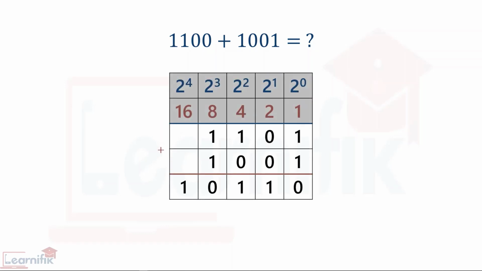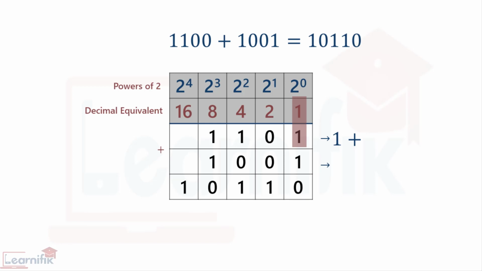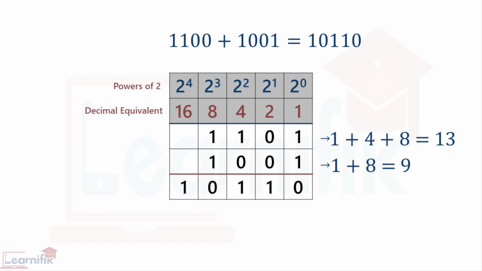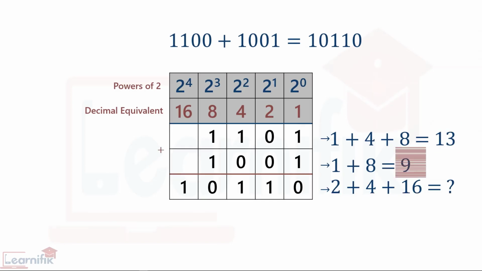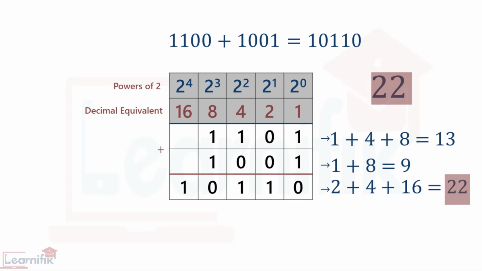Now let's check if our final answer is correct. Each column represents a place value in the binary place value chart as shown on the screen. 1 has a decimal equivalent of 1. 1 has a decimal equivalent of 4. 1 has a decimal equivalent of 8. 1, 1, 0, 1 has a decimal equivalent of 13, which is 1 plus 4 plus 8. 1, 0, 0, 1 has a decimal equivalent of 9, which is 8 plus 1. So 13 plus 9 is 22. So let's check if our final answer of the addition of 1, 1, 0, 1 and 1, 0, 0, 1 gives us 22. So the answer is correct.